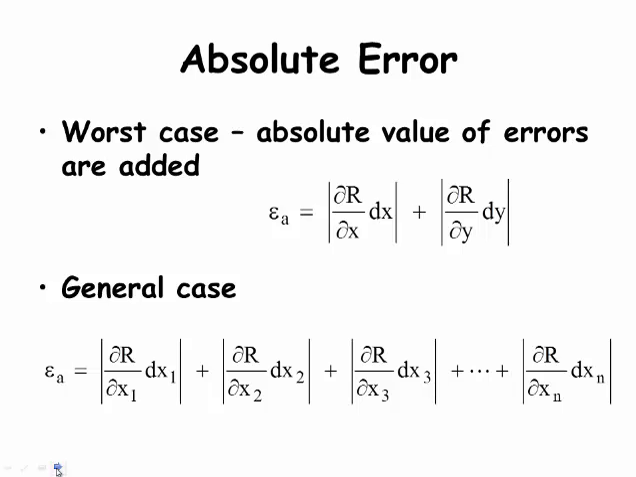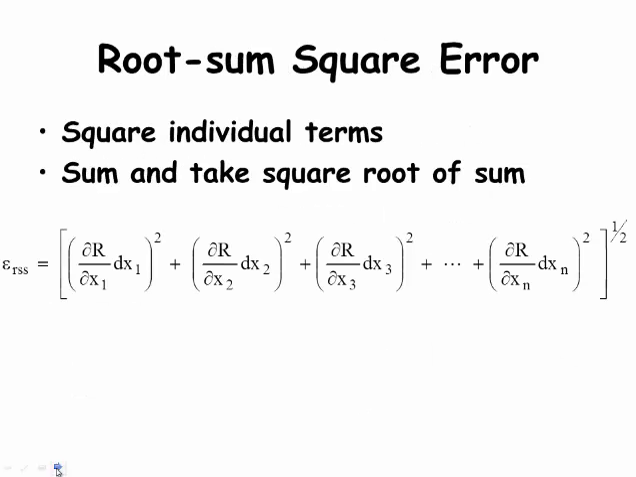The absolute value eliminates any negative values and produces the maximum error. By inspection, we can see that this expression can be expanded for the general case with n variables as written here. This gives the absolute error. This slide shows how we define the root sum square error. We will use epsilon subscript rss as the variable to describe the root sum square error.